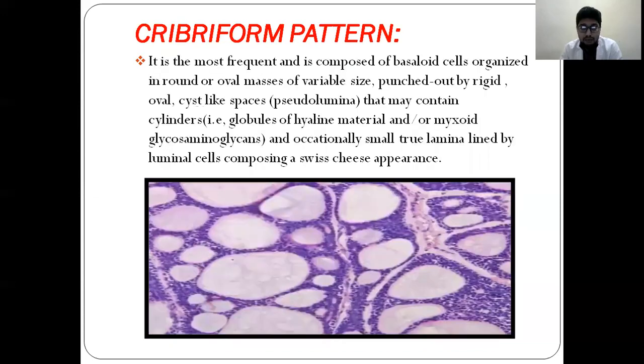And the second one is the cribriform pattern. See the histopathological image. This is the most frequent pattern of the disease, which occurs in females in the fifth to sixth decade of life. It is composed of basaloid cells organized in round or oval masses of variable sizes, punched out by round to oval cyst-like spaces, that is pseudolumina. Those cells occasionally have small true lumina lined by luminal cells, giving a Swiss cheese appearance.